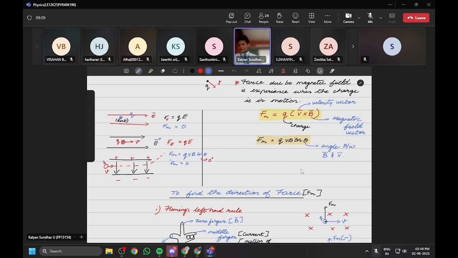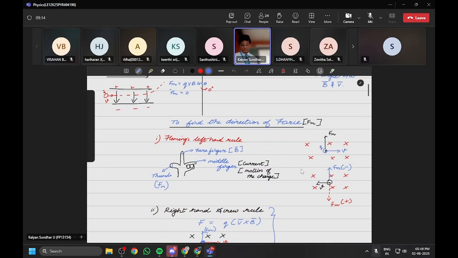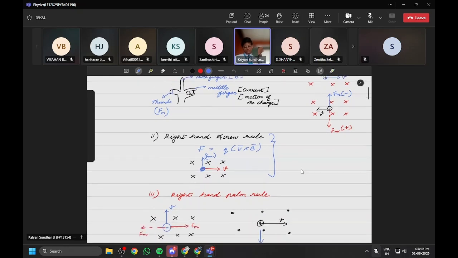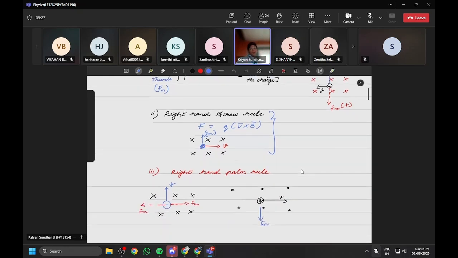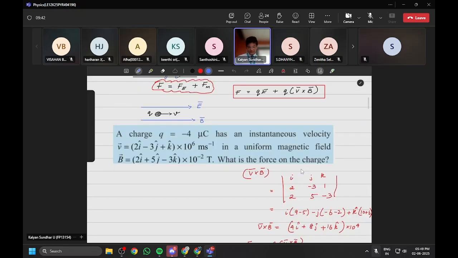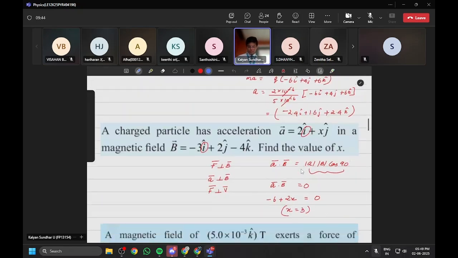So in general we have been learning this. Later we combined this with how to find the direction of the magnetic force, for which there are three alternative ways: Fleming's left hand rule, right hand screw rule, and right hand palm rule. Based on this, we can find the direction of the force due to the magnetic field. Next comes the Lorentz force, which is the sum of the electric force due to the electric field and the force due to the magnetic field. Then we solved a few problems based on this.